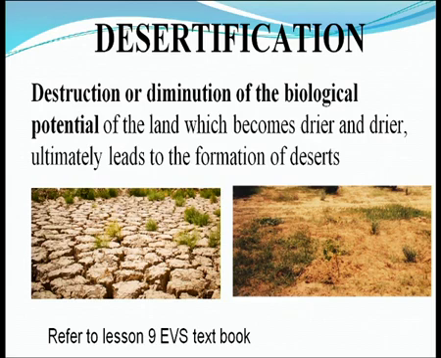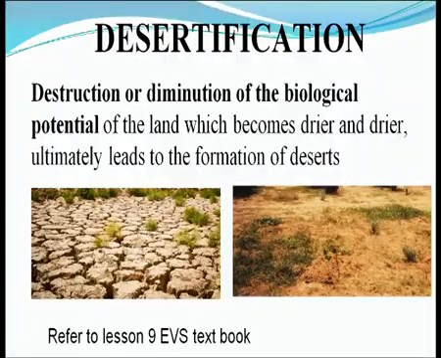Desertification is the destruction or diminution of the biological potential of the land, which becomes drier and drier and ultimately leads to the formation of desert. The picture on the right shows land on the way to desertification, and the left shows the situation that arises because of lack of water in the soil. Friends, more details of this are already discussed in lesson number 9.